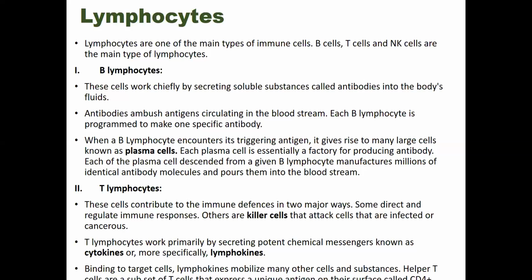Another type of T cells is called the helper T cells. They are a subset of T cells, and these helper T cells express a unique antigen on their surface called CD4 plus. From its name you can guess the function of the helper T cells. They help the T cells, and they also help the phagocytic cells to identify those foreign invaders.